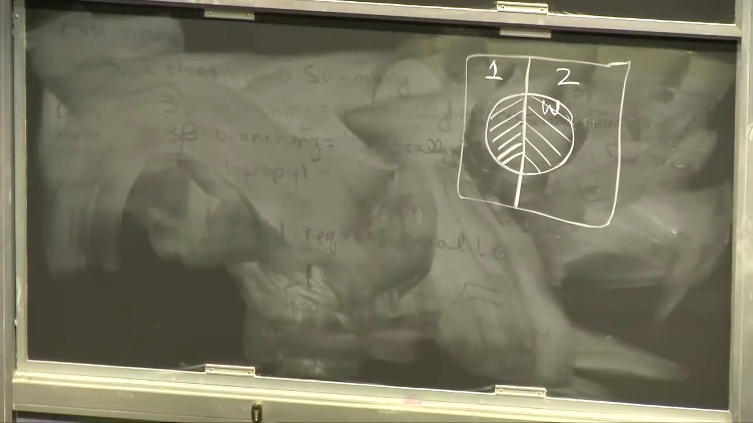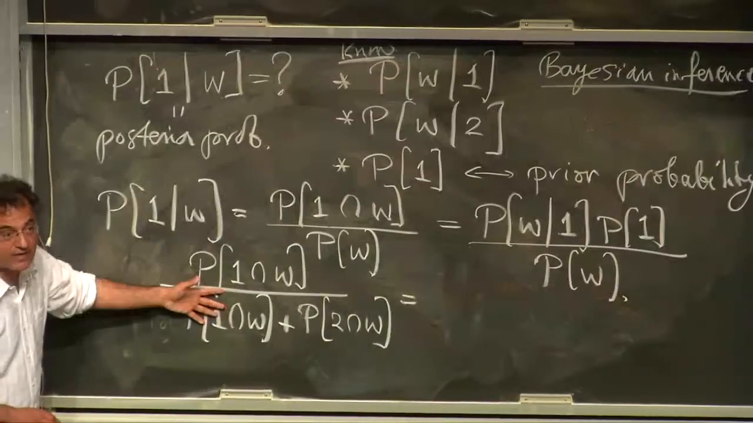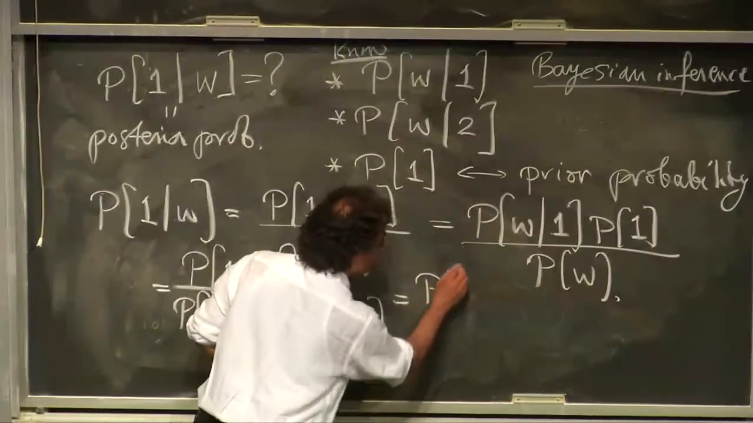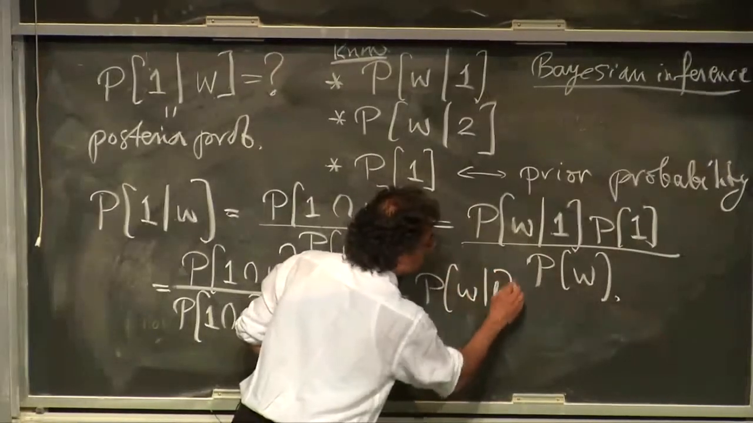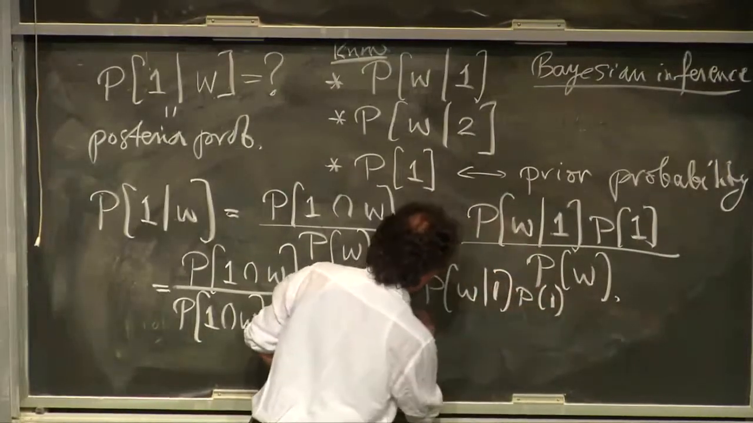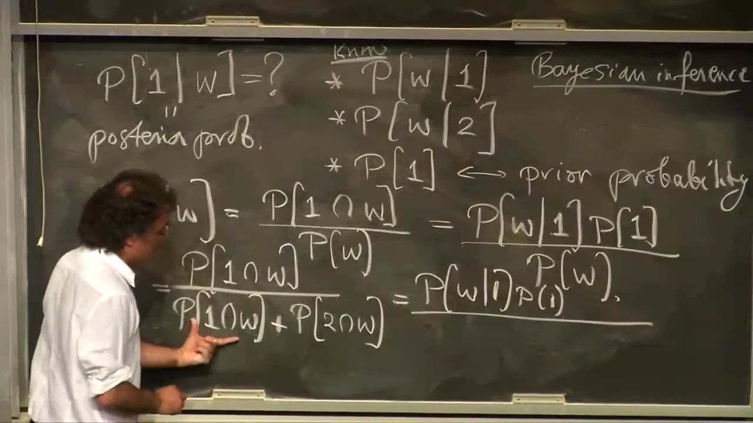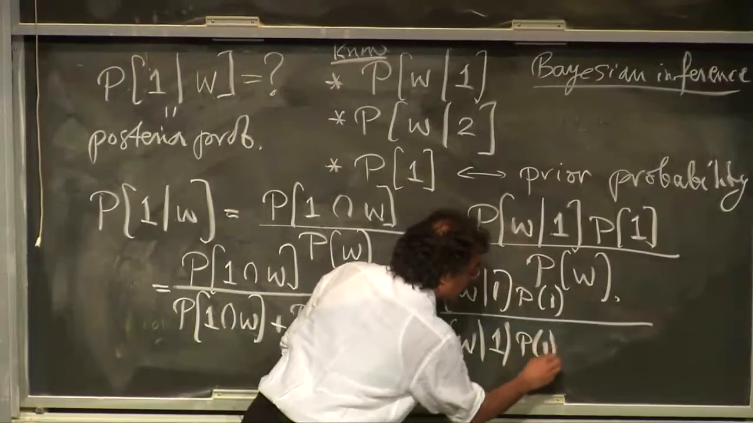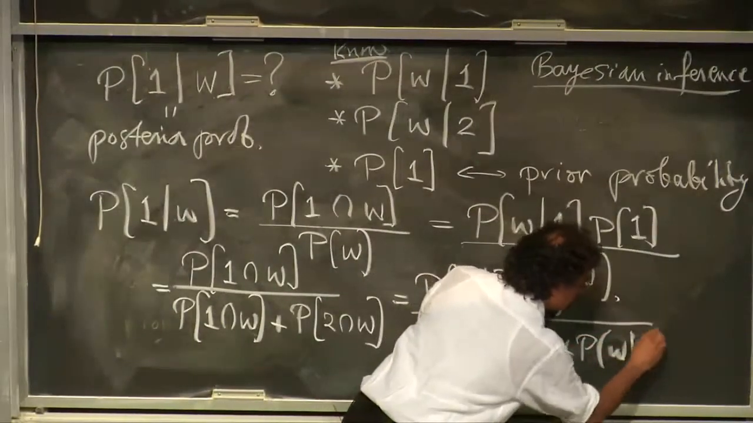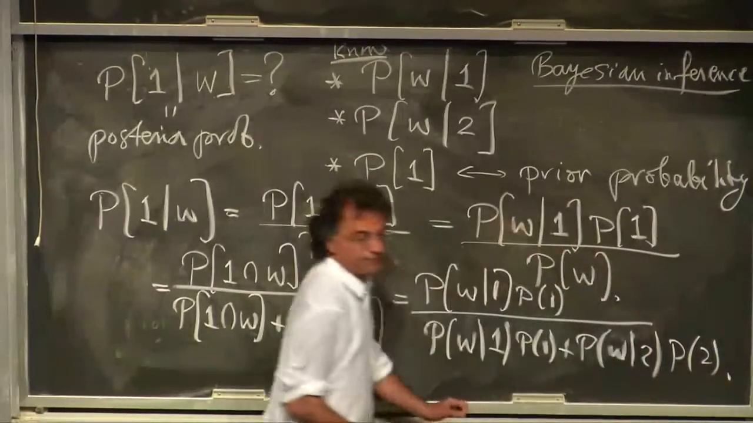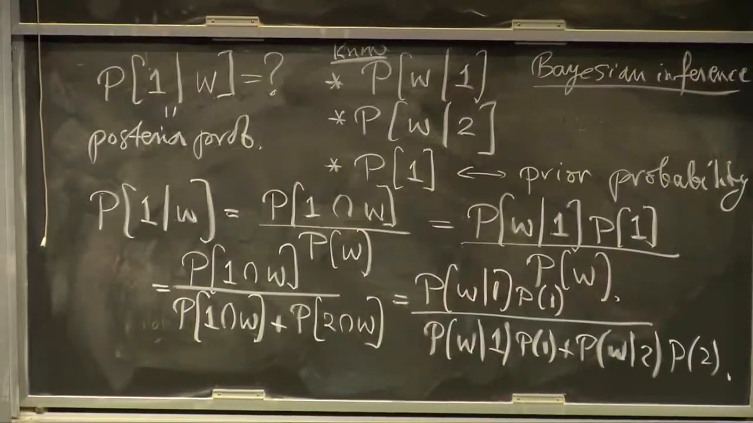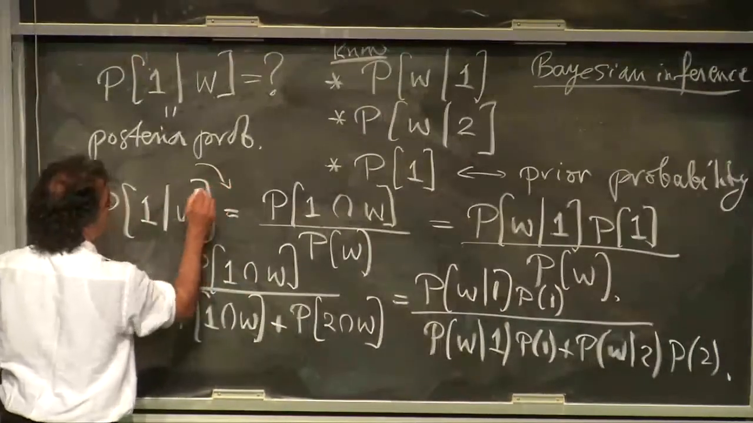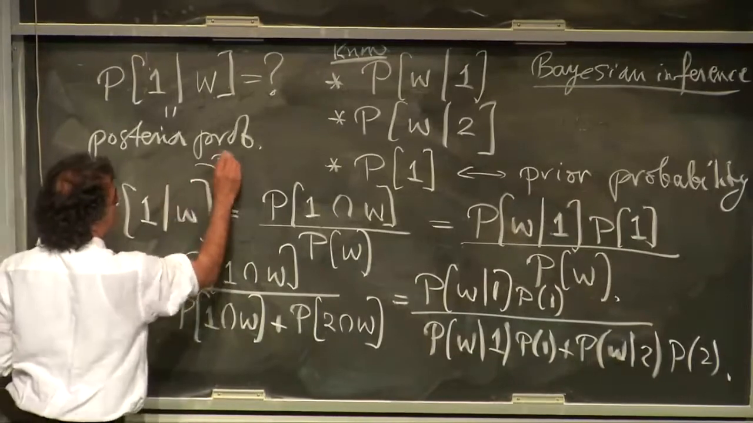And now if you write this out in these terms, you get the full form of Bayes' rule, which says it's probability of white given 1 times probability of 1 divided by probability of white given 1 times probability of 1 plus probability of white given 2 times probability of 2. So this equation is usually called Bayes' rule.